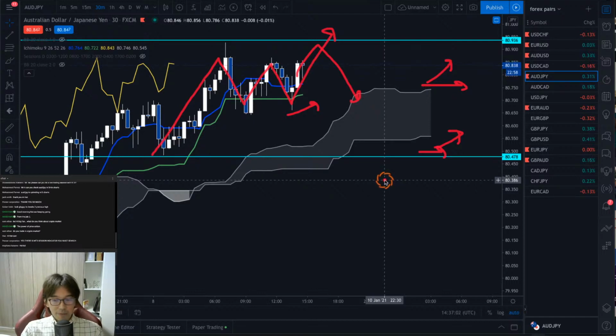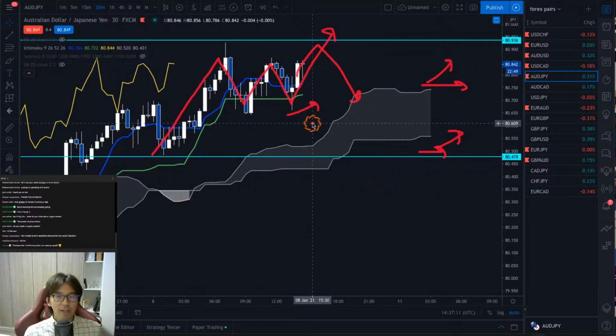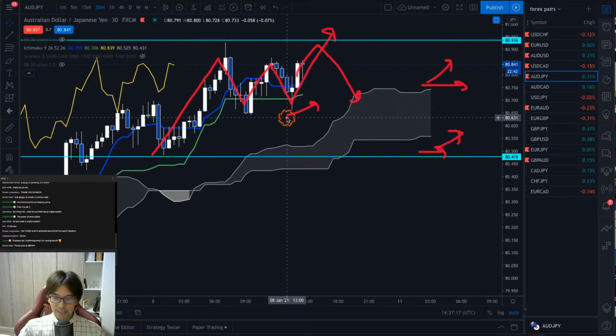Oh yeah, there is an MT5 session indicator. Yeah, I think I found one before. But recently I only use TradingView for chart analysis, and I prefer to use sessions on TradingView. This is more beautiful than MT4, MT5.